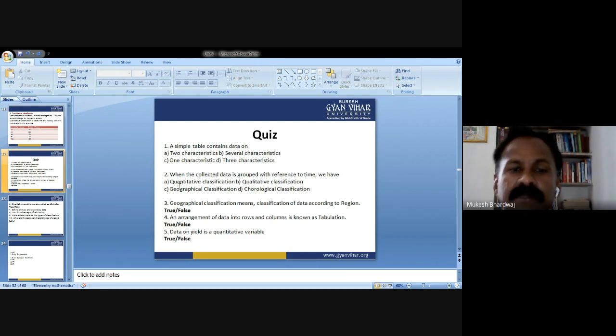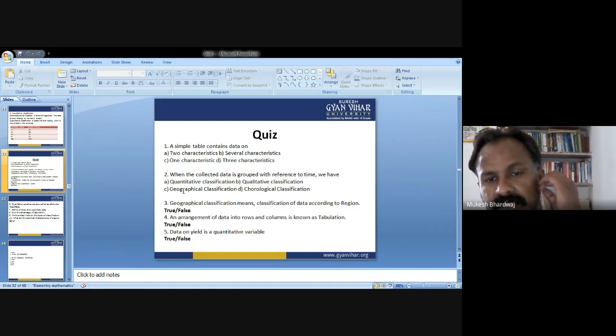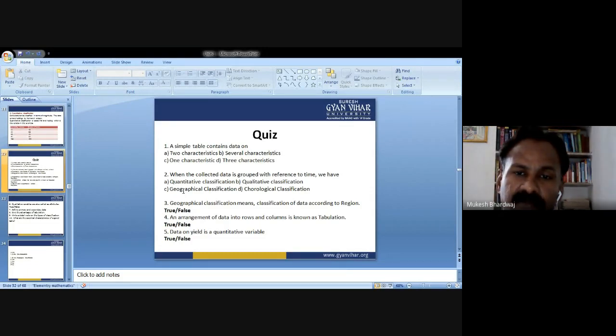Okay. Second, when the collected data is grouped with reference to time, अगर हमने किसी डेटा को ग्रुप किया है, कलेक्टेड डेटा को ग्रुप किया है ऑन द बेसिस ऑफ टाइम, तो उसे हम कौन सा डेटा कहेंगे? क्वांटिटेटिव डेटा कहेंगे, क्वालिटेटिव डेटा कहेंगे, या ज्योग्राफिकल कहेंगे, या क्रोनोलॉजिकल कहेंगे? Chronological means in accordance with reference to time. So answer D is the right answer.